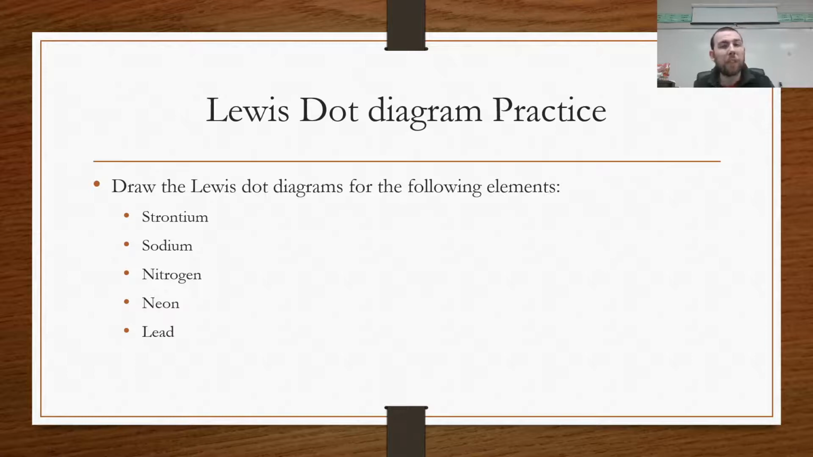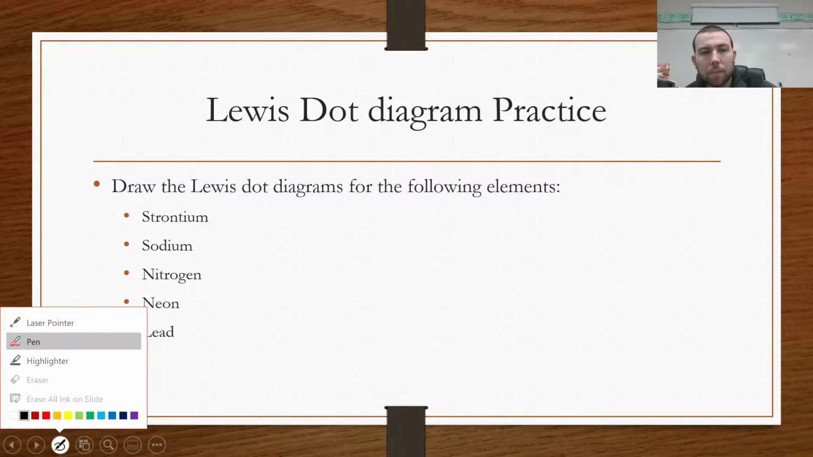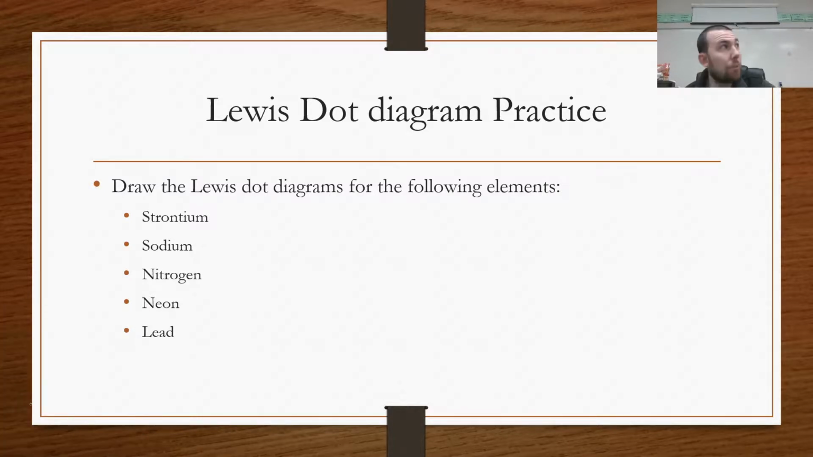Awesome. So hopefully you were able to pause it and go through and draw your Lewis dot diagrams for each of these. When we look at each of the elements, we've got strontium. Strontium is element 38. Sr is its symbol. So we've got Sr, and strontium is in column 2, so it has 1, 2 valence electrons. All right, so that'd be the Lewis dot diagram for strontium.